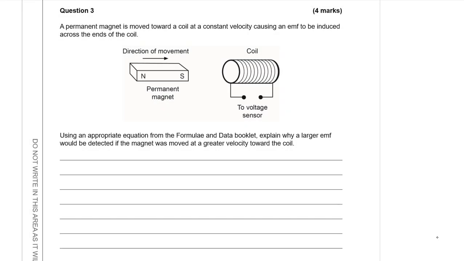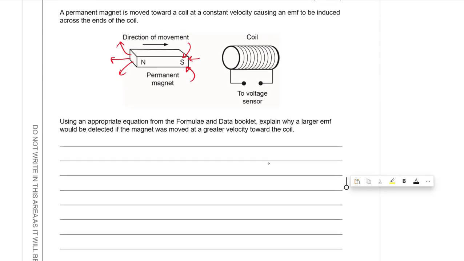So for question 3, you've got a magnet which is going to be moving towards this coil over here. And so the magnet, a permanent magnet, has a magnetic field. So this one will sort of look like this, and so on, and coming around. And as this magnet moves towards the coil, it is going to be experiencing a change in magnetic field going through it. So that'll induce an EMF across the two sides of that coil. So the question's asking, using an appropriate equation from the formula and data booklet, to explain why you have a larger EMF if the magnet was being moved at a greater velocity.